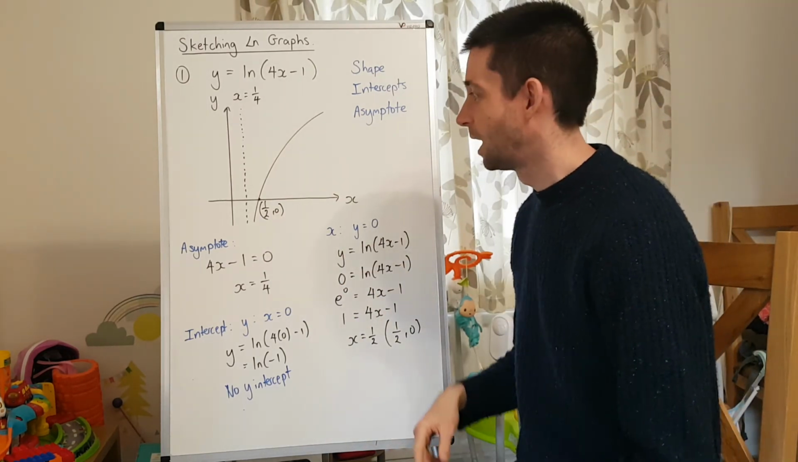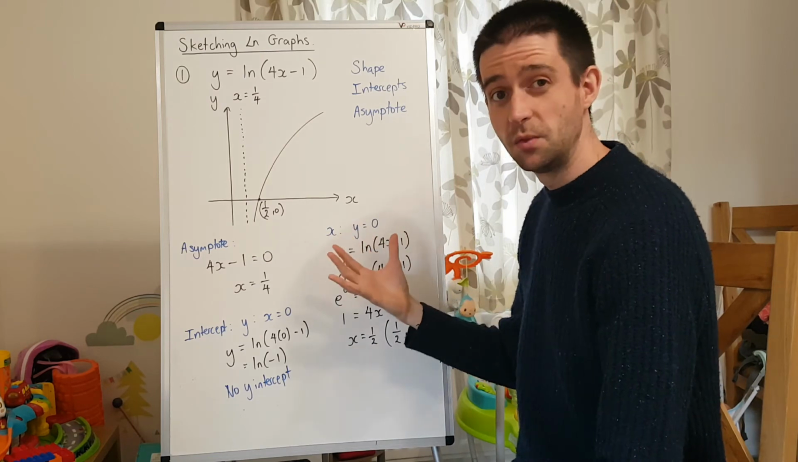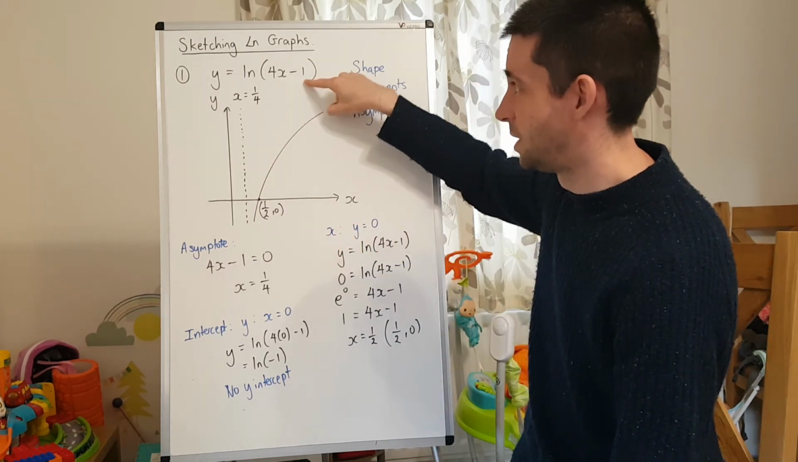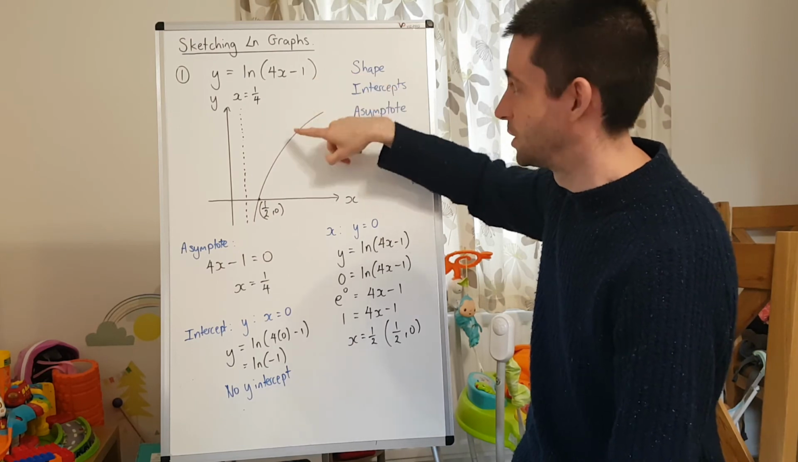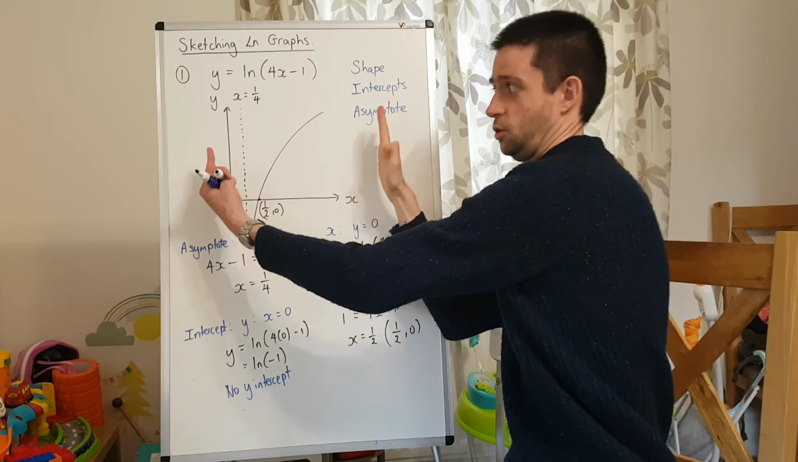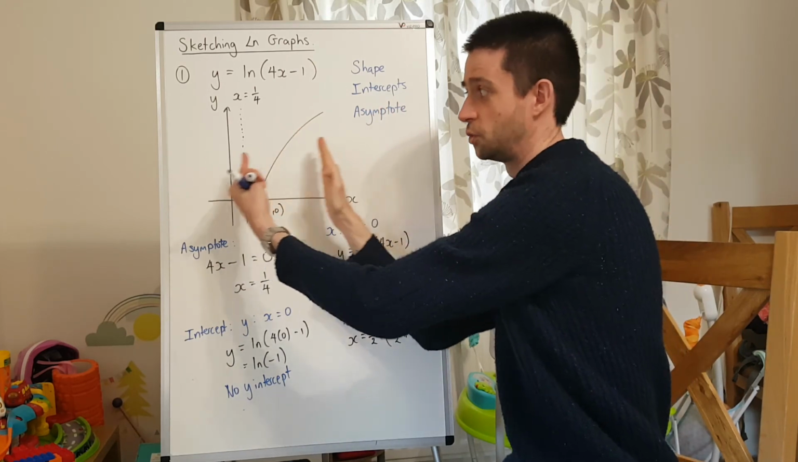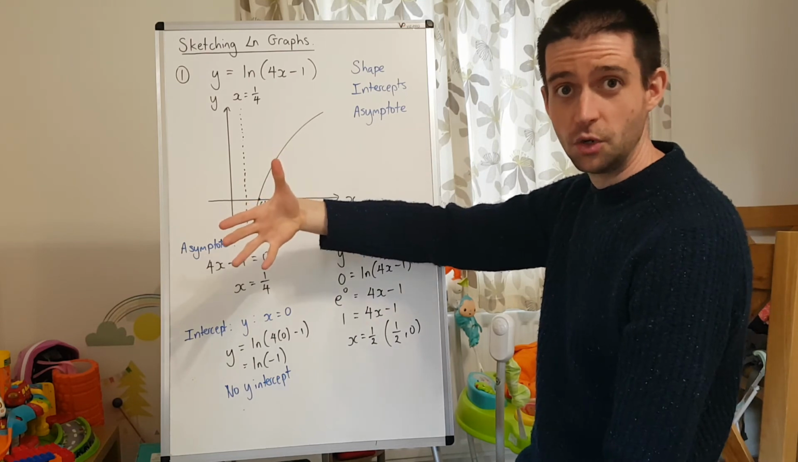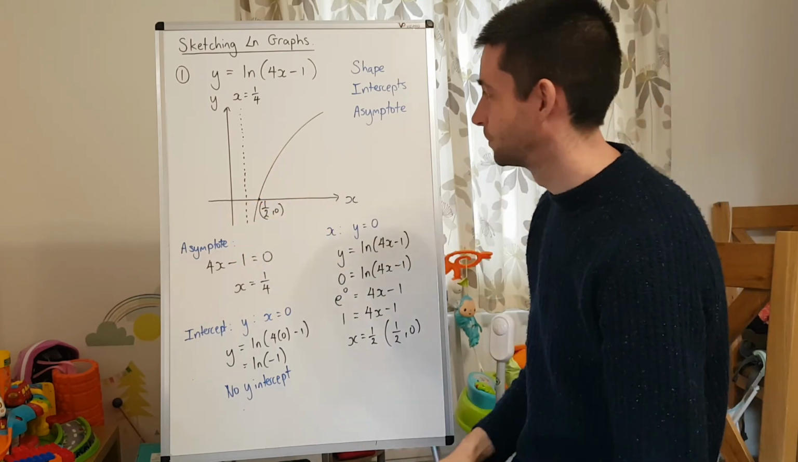An alternative way potentially of thinking about that is 4x minus 1 inside the bracket. The transformation is it's shifted 1 to the right and then stretched by scale factor 1/4 in the x direction, and that's why this curve looks very similar to the original y equals ln x.